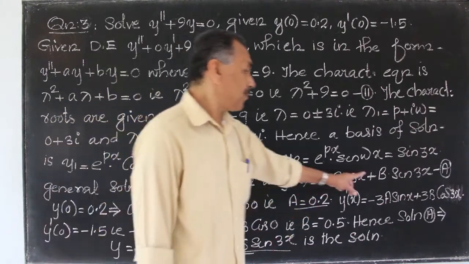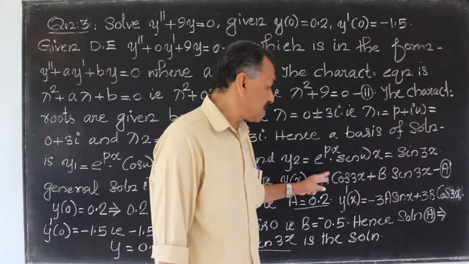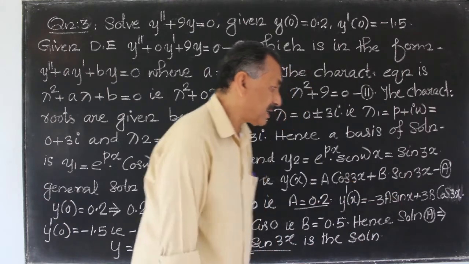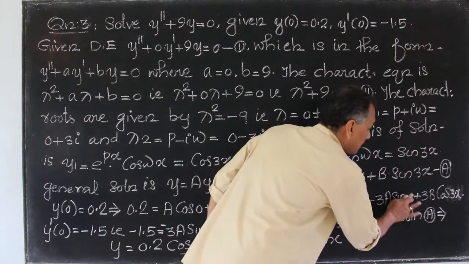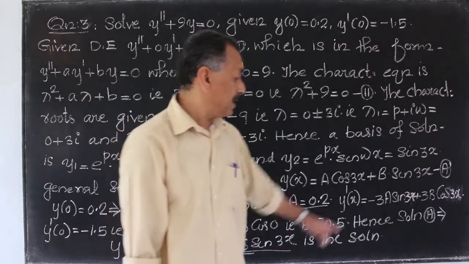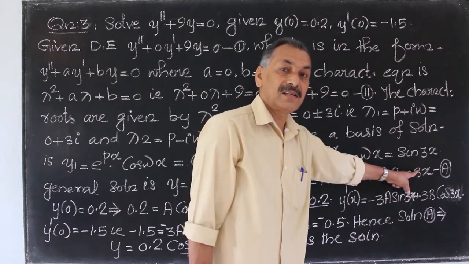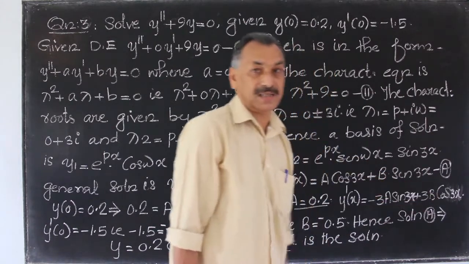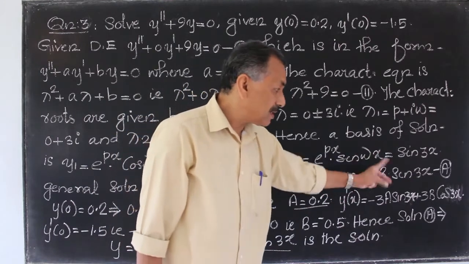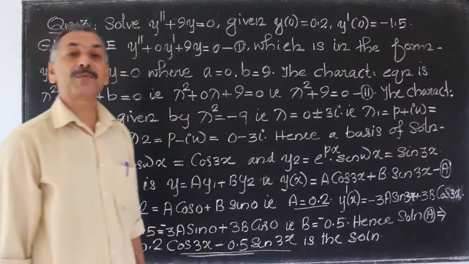Okay. Then y of x is equal to a cos 3x plus b sin 3x. Then what is y dash x? Y dash x is equal to a into the derivative of cos, minus sin 3x into 3, minus 3a sin 3x, plus b into the derivative of sin 3x, that is cos 3x into 3, that is 3b cos 3x. Now y dash x is equal to minus 3a sin 3x plus 3b cos 3x. Given y dash 0 is equal to minus 1.5.